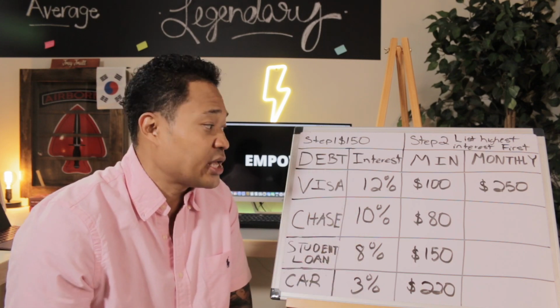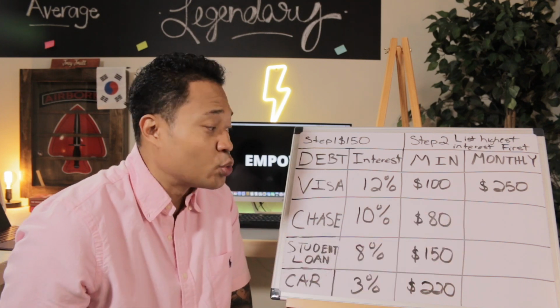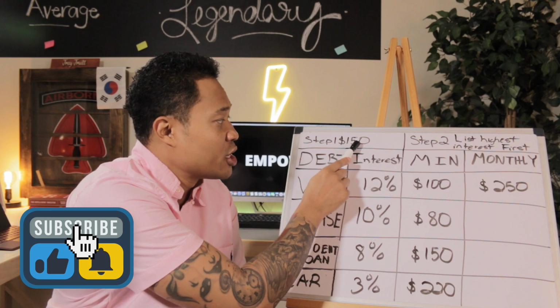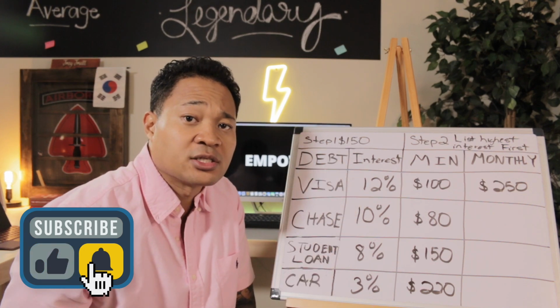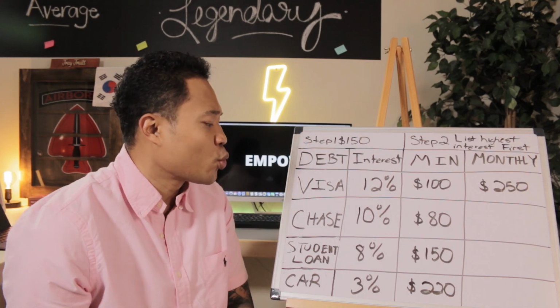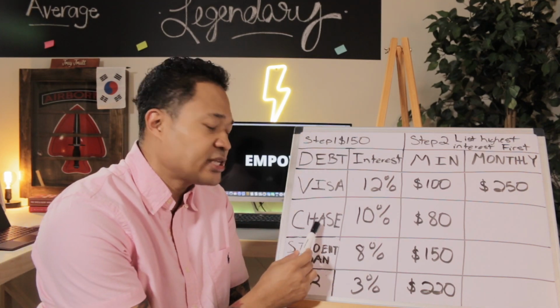But let's just say for this sake, you have $250 once you've added your $100 minimum payment plus the $150 that you've managed to save. So in doing so, you've paid off the first debt. Now you're gonna work your way to the second debt.